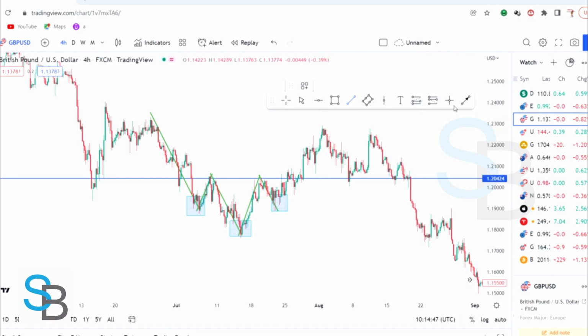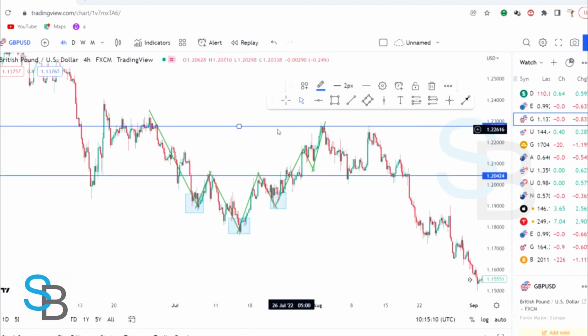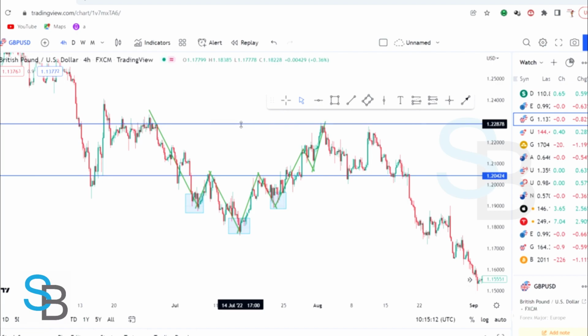Now it then comes up to break this level, and it came up and broke this level. Good enough for us, it came and retested the level at this point. Now we then buy, and you can see that we were able to get this much of a profit.